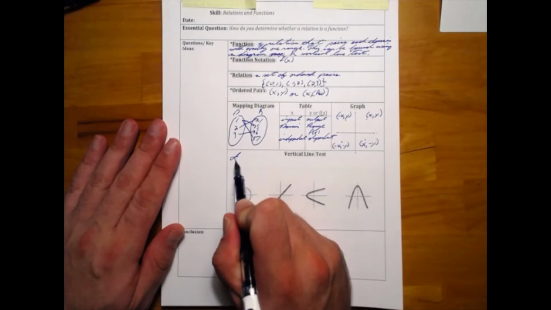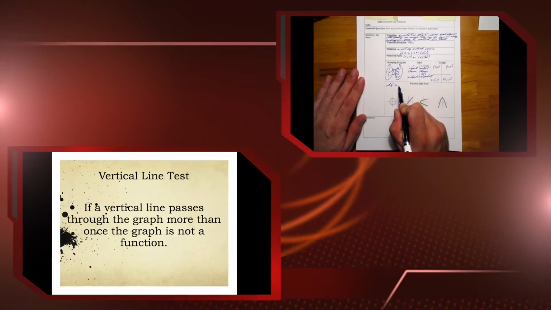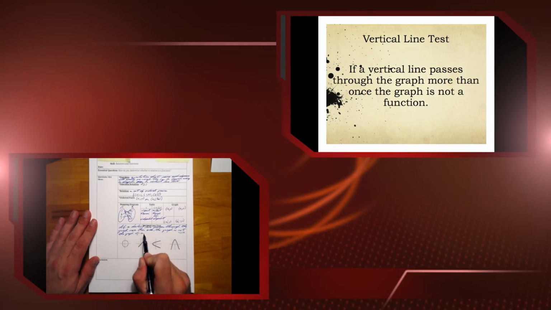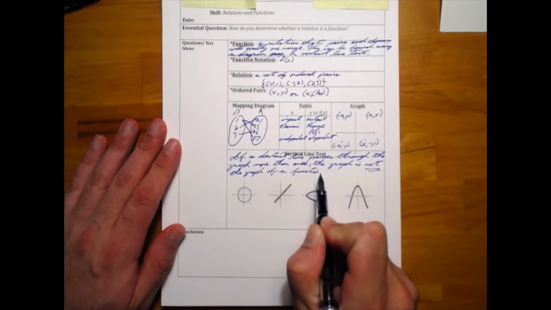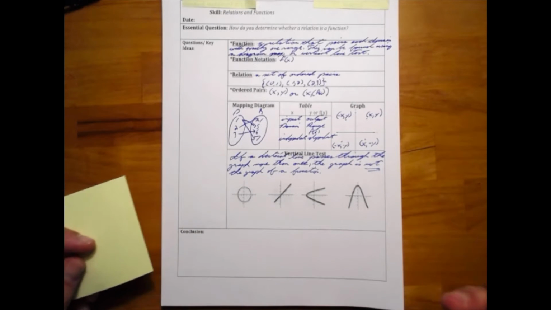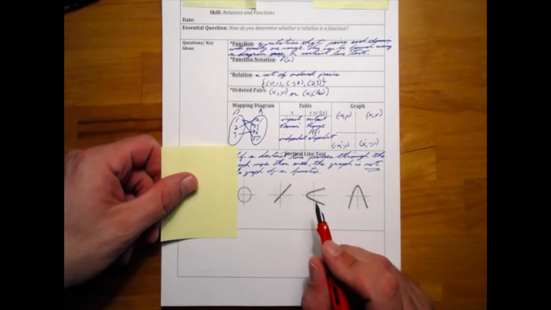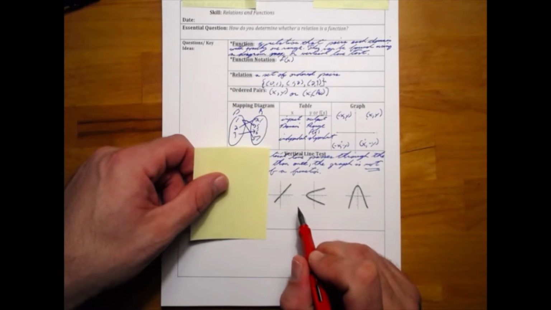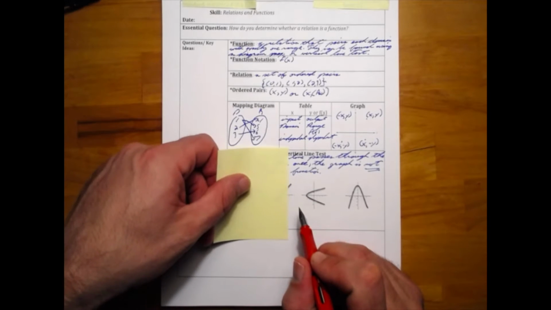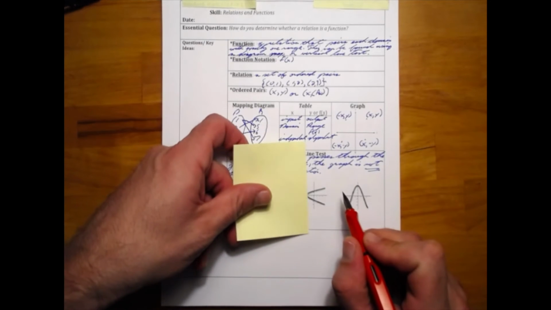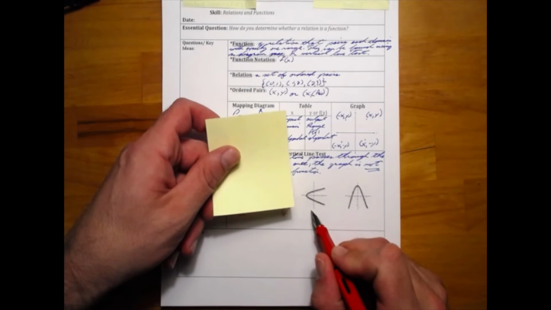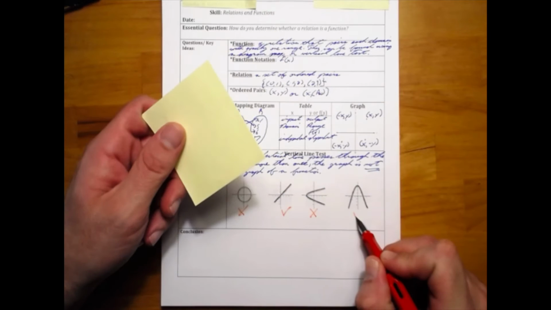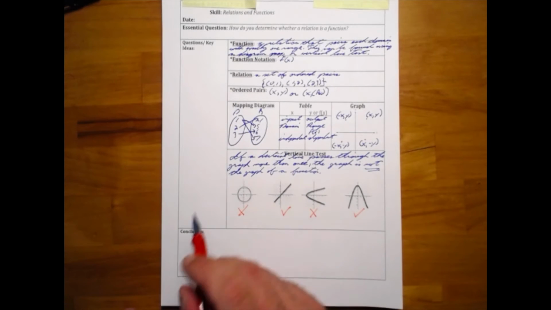Now, the vertical line test: if a vertical line passes through the graph more than once, the graph is not a function. Here we have some sample graphs, and we're going to use a vertical line to pass from left to right, and when it crosses the graph in 2 spots, it is not a function. As we see, this line does give us a function, and this C shape crosses twice, so it is not a function, but this N shape, which is a parabola, is a function.